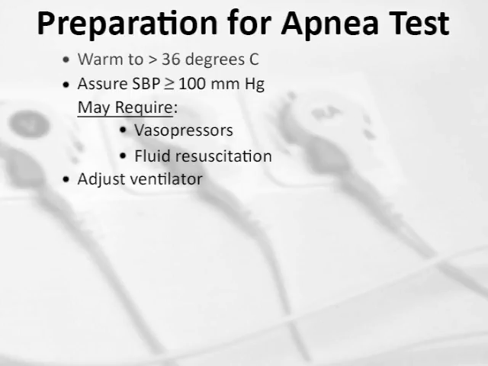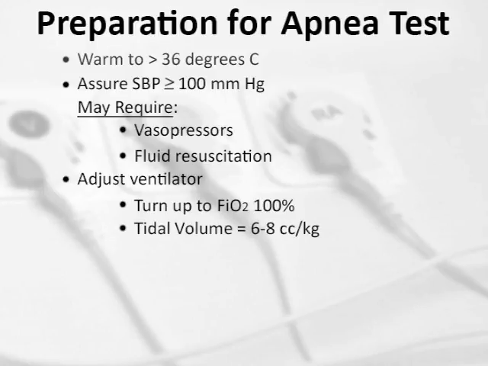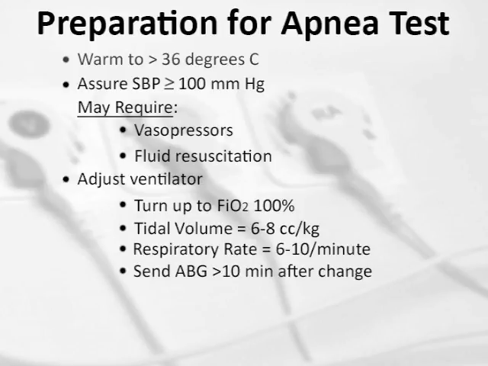Prior to apnea testing, patients should be hyperoxygenated on 100% oxygen, and the respiratory rate should be decreased in order to achieve a normal PCO2, breaths per minute. At least 10 minutes after these changes are made, a baseline arterial blood gas should be sent. That baseline blood gas will ideally demonstrate normalization of the carbon dioxide to at least 40 millimeters of mercury and high oxygen levels of greater than 200 millimeters of mercury.